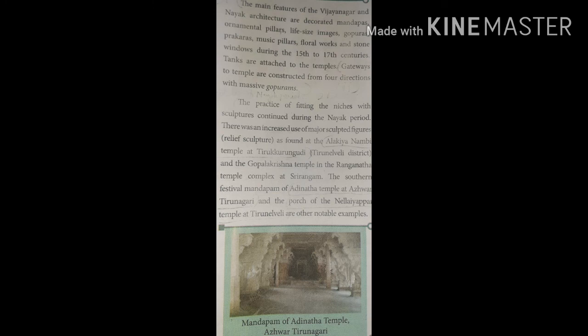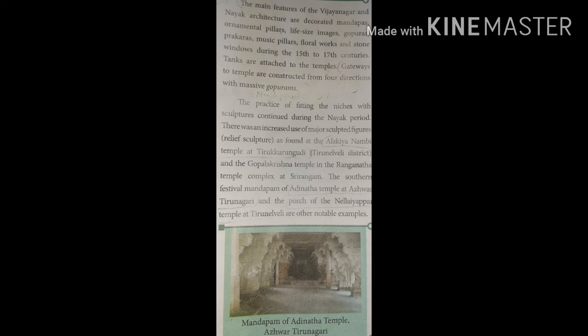The main features of the Vijayanagar and Nayak architecture are decorated mandapams, ornamental pillars, life-size images, gopurams, and prakaras. To approach the temple, gateways are constructed from four directions with massive gopurams. The practice of fitting the niches with sculptures continued during the Nayak period also.